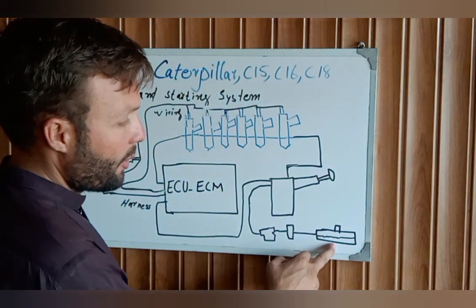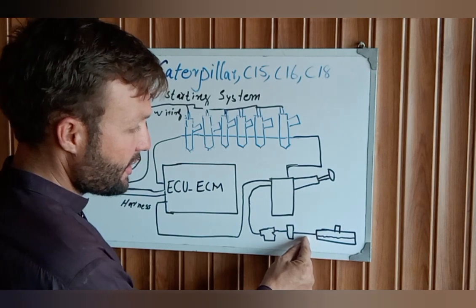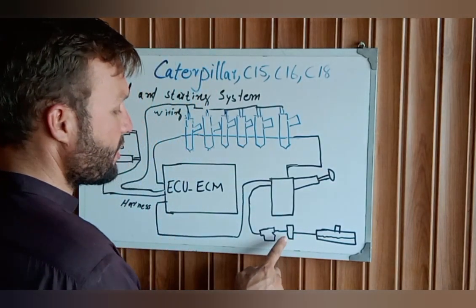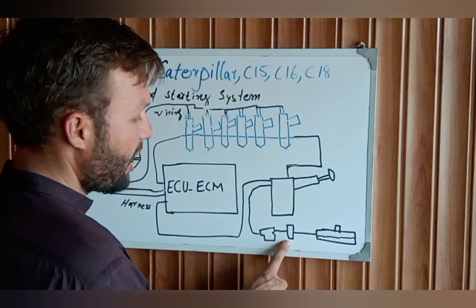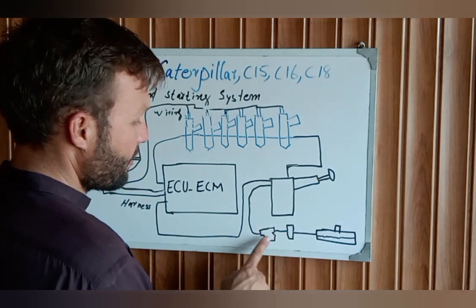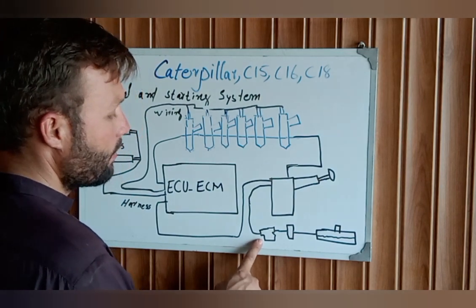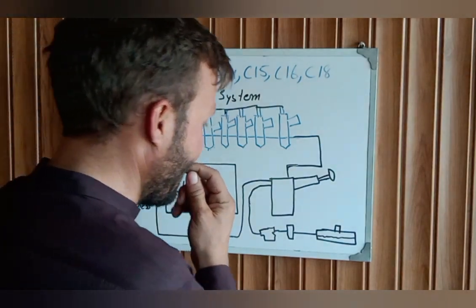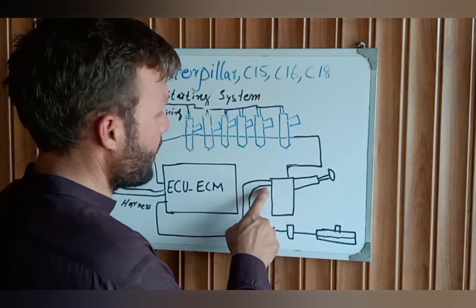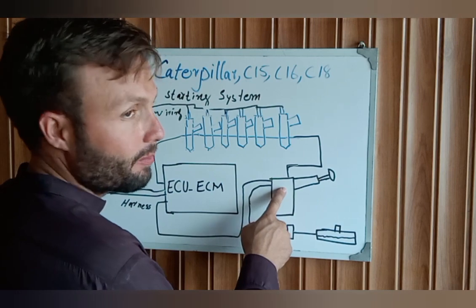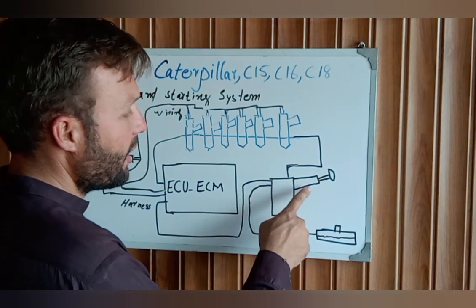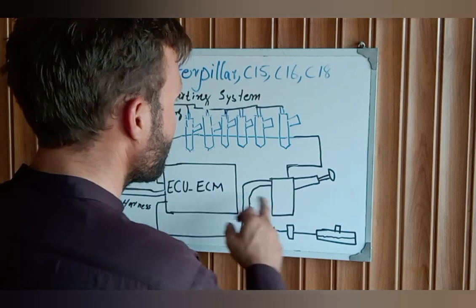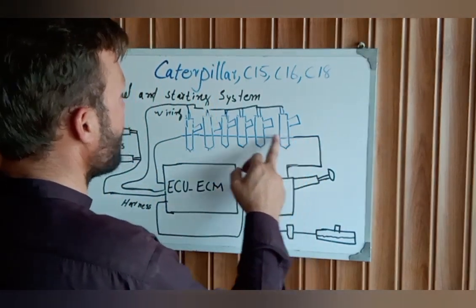This is our diesel tank, and this is our diesel outline. After that, this is the primary fuel filter. After that, the fuel goes to the fuel transfer pump. This is the gear driven transfer pump that pressurizes the fuel. After that, it goes to the secondary fuel filter. This secondary fuel filter has the fuel priming pump, for hand priming the fuel system. After that, the fuel is sent to the injectors.